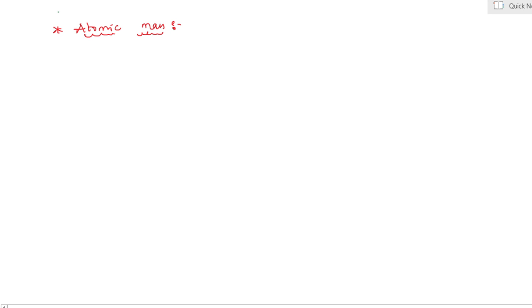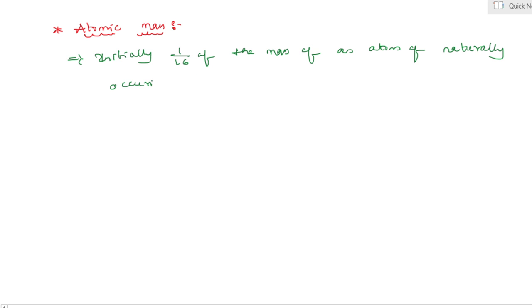Yes, my dear students. Initially, that means at first, 1/16 of the mass of an atom of naturally occurring oxygen was taken as the standard unit because there are two reasons why oxygen was initially taken as the standard.